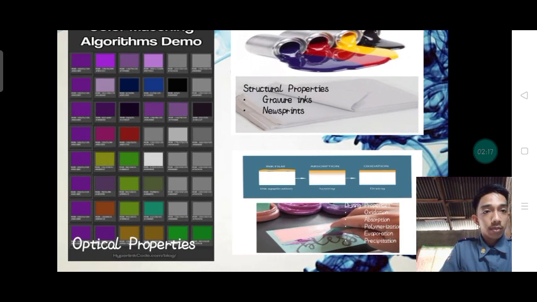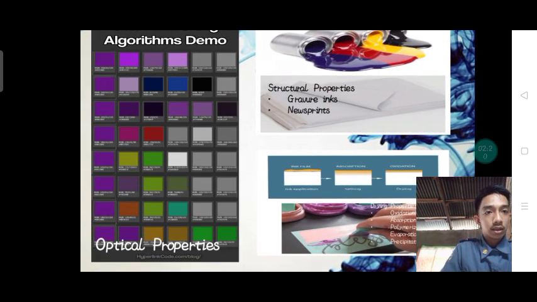Sa structural properties, an ink's body refers to the consistency or hardness or softness. An ink body can be very soft and fluid. So, dito sa structural properties, yung ink body can be very soft and fluid, such as newsprints and gravure ink, or hard and stiff like collotype ink.